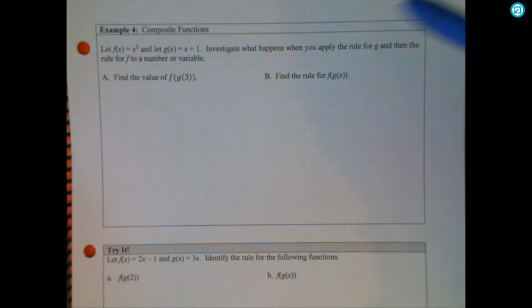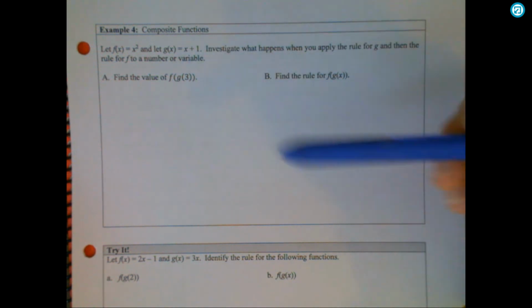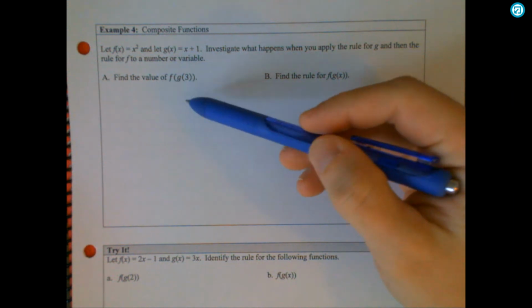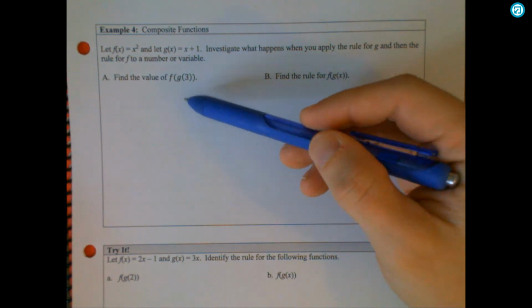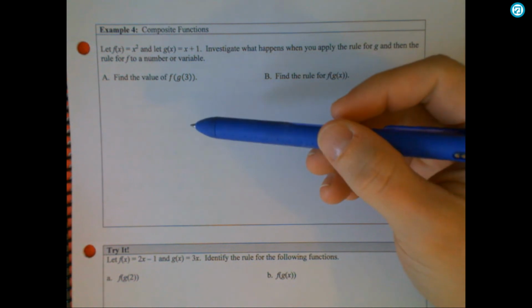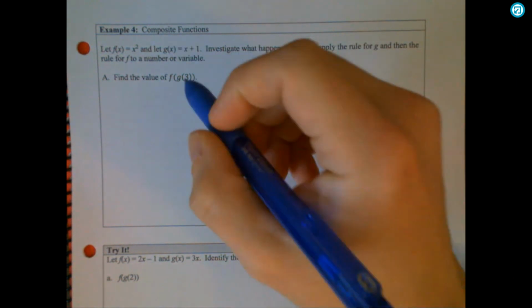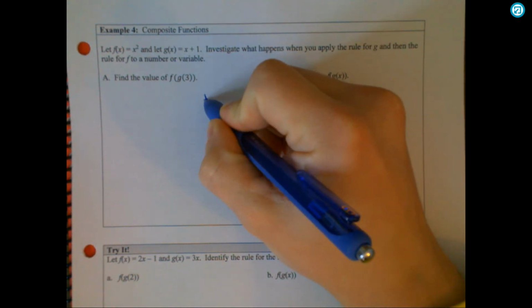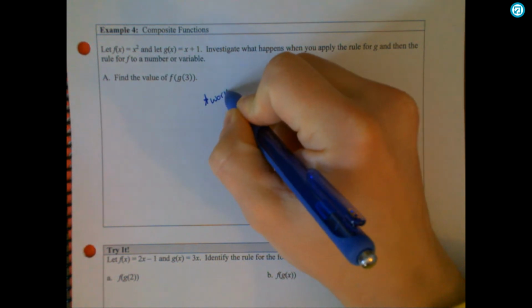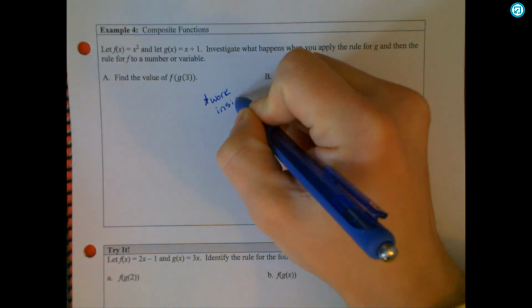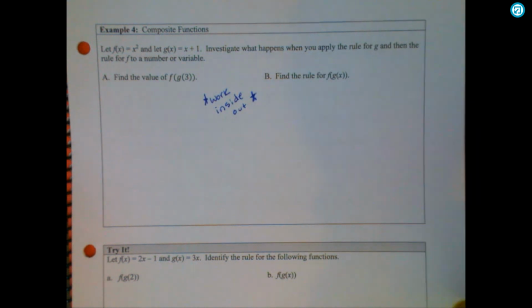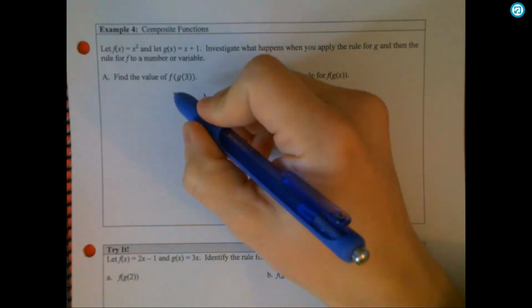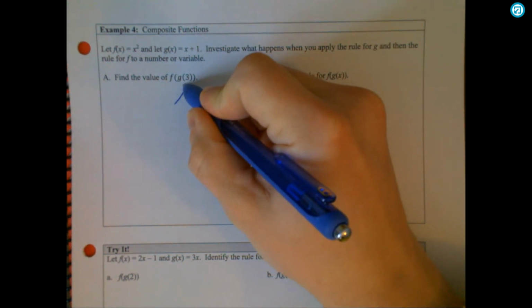They want us to investigate what happens for these different scenarios. They want us to find the value of f of g of 3. That's how you say that, f of g of 3. And for these problems, the key is you work inside out. Okay, that's the key to these problems right here. Work inside out. So start on the inside, they give me g of 3.